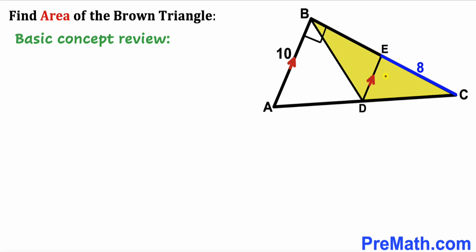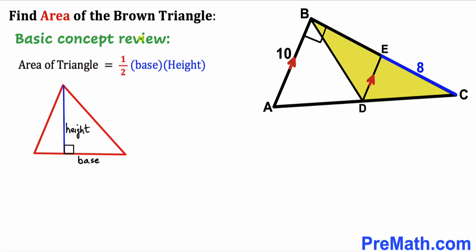Since we are interested in calculating the area of this brown triangle, let's recall the area of a triangle formula. Area equals a half times base times height, as you can see in this triangle. Here we have our base, and this is our height. If I label this base as lowercase b and this height as lowercase h, then the area of a triangle could be written as b times h divided by 2.